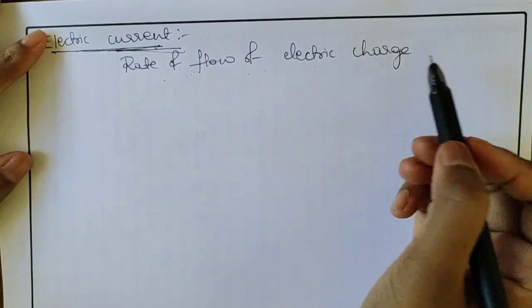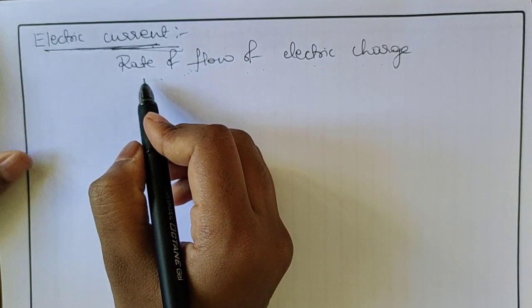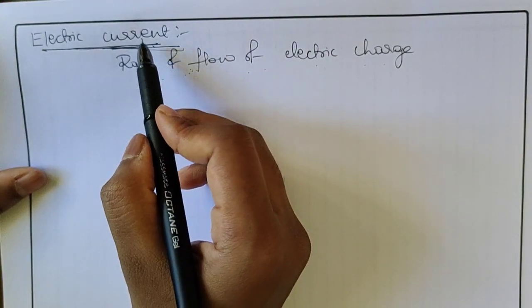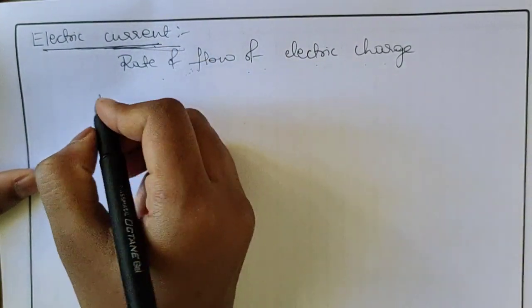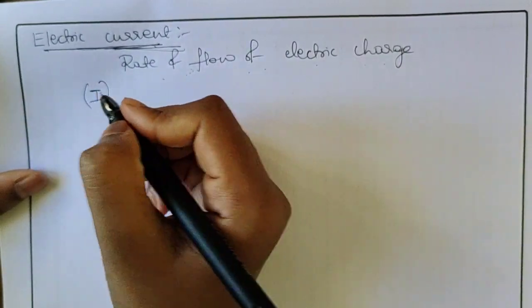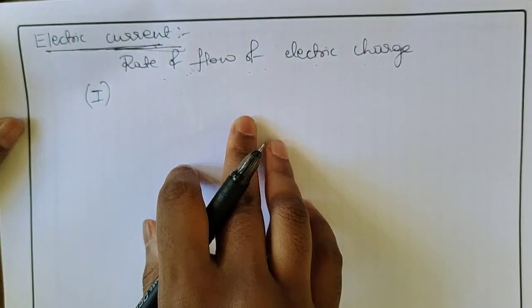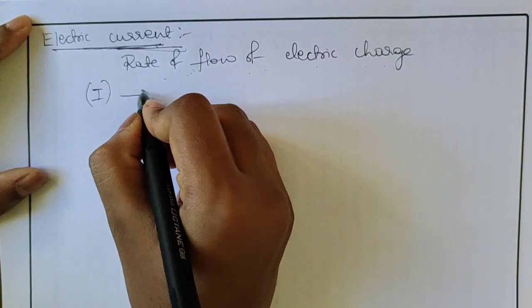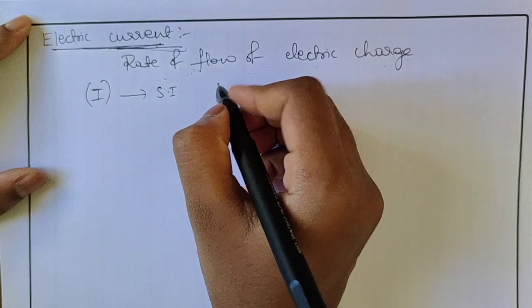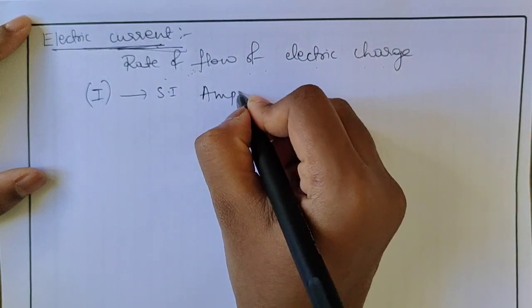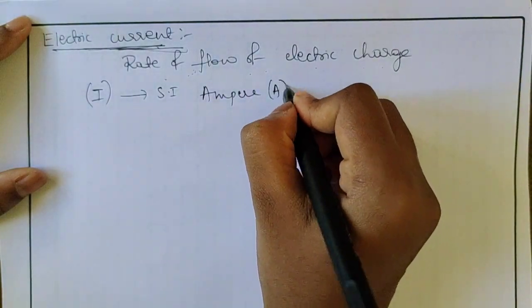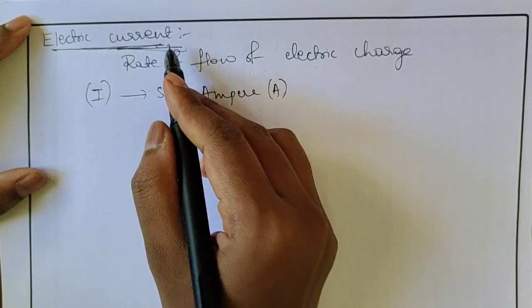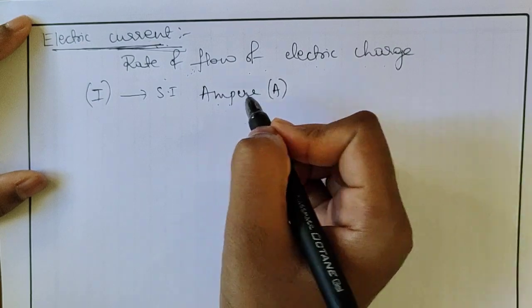Now here, can you recall what is the symbol which you are using to indicate the current? That is nothing but I, no? So I is a symbol which will indicate the electric current. Now can you tell me the SI unit of this one? SI unit of electric current is nothing but ampere, which is denoted by capital A. So remember, the SI units of both charge as well as current are important.